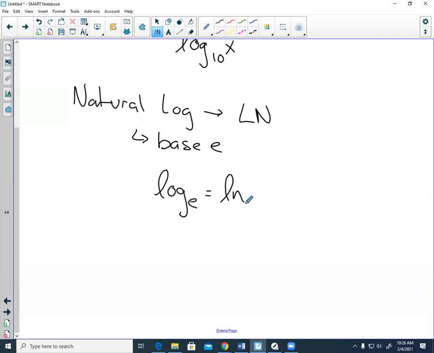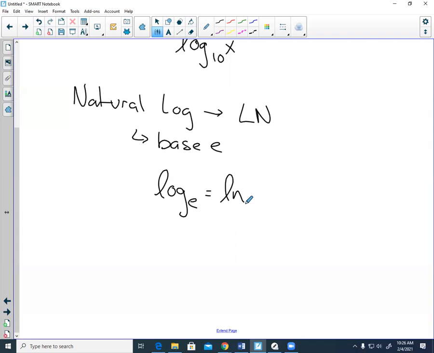I'm telling you right now, I will give you a question on your test that says log base e equals ln, and it will trick people, and people will get it wrong. So if there's one thing to take away, log base e and ln mean the same exact thing. It's just different notations for the same exact phrase.